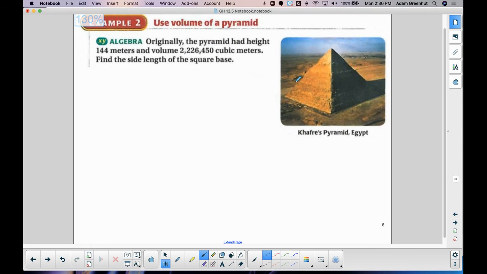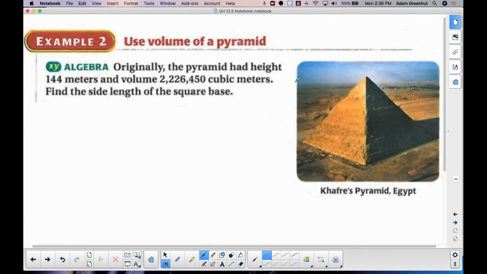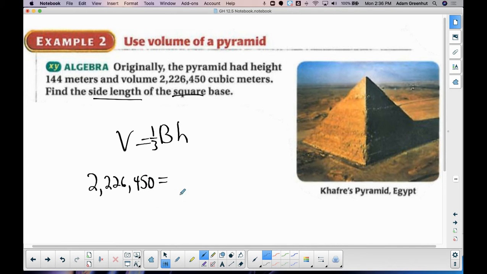This one says originally the pyramid had a height of 144 meters and a volume of 2,226,450 cubic meters. Find the side length of the square base. All right, well, volume equals area of the base times the height. Don't forget over 3 or times a third. So the volume they gave us is 2,226,450, and that equals 1/3 the area of the base, which if it's a square, I could just call the sides x and say x squared, times the height, which was 144.